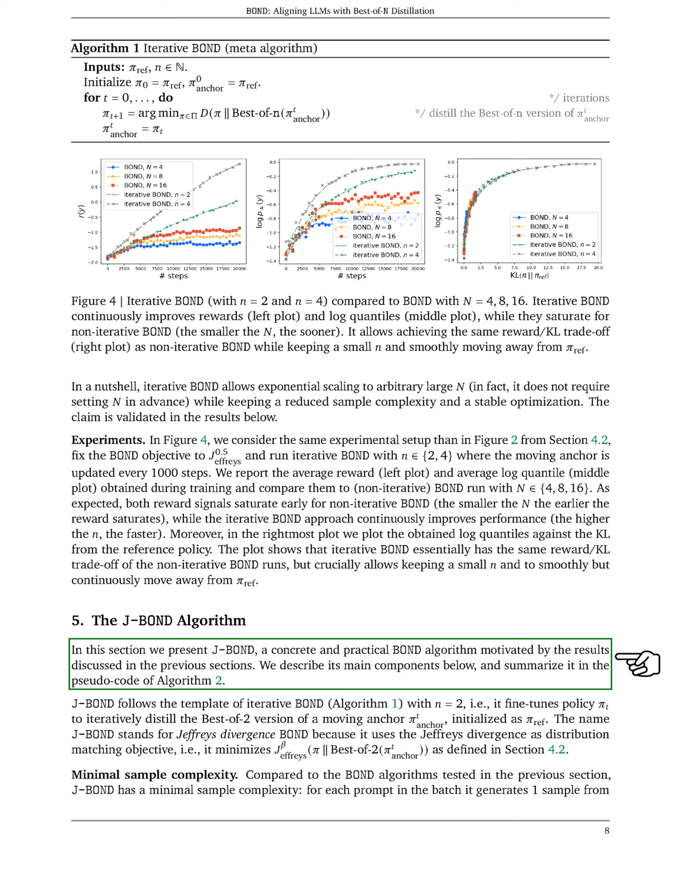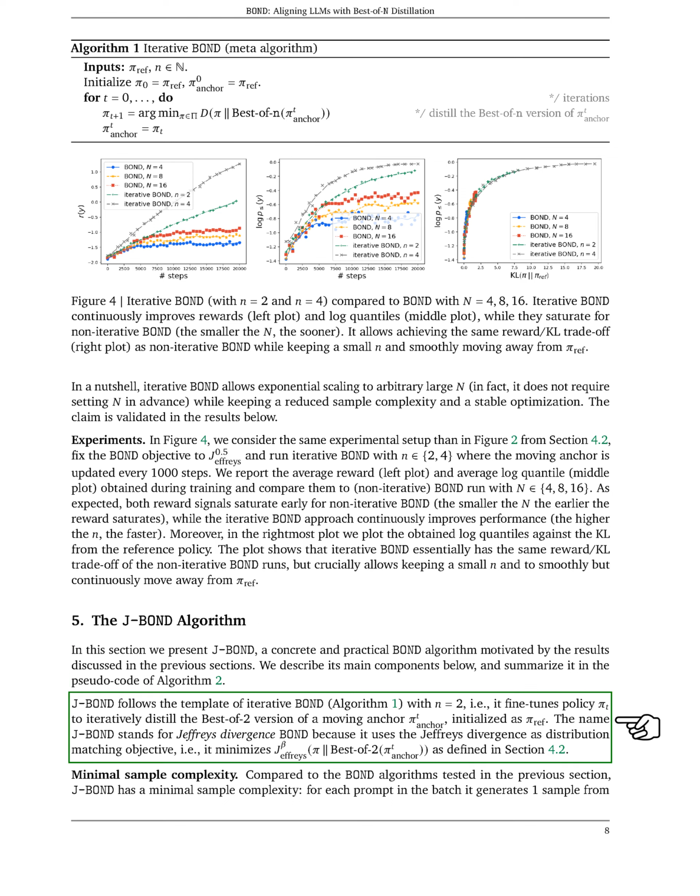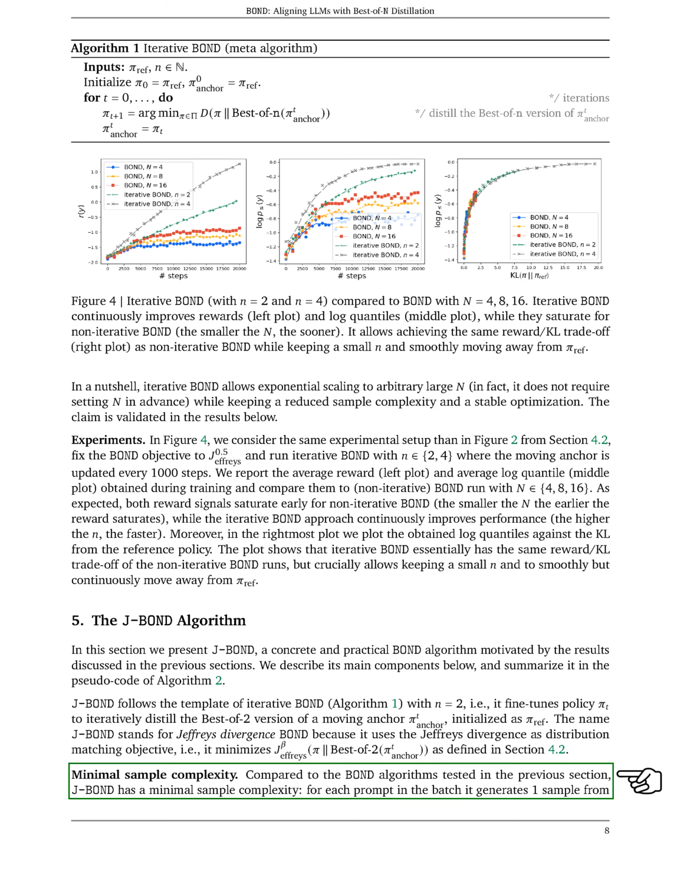Next, we introduce J-BOND, a practical BOND algorithm inspired by our previous findings. We outline its main components and summarize it in a pseudocode format. J-BOND follows the iterative BOND template, fine-tuning the policy to iteratively distill the best-of-two version of a moving anchor, initialized as the original distribution. The name J-BOND refers to its use of Jeffreys divergence as the objective for distribution matching. J-BOND is designed to have minimal sample complexity. For each prompt in a batch, it generates a small number of samples from the policy and more from the anchor.